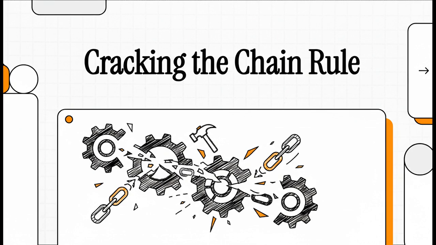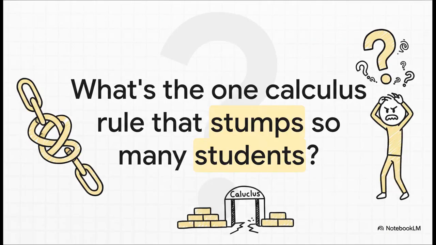Think back to your calculus class for a second. What's that one rule that just always seemed to cause problems? My guess, for a whole lot of you, it's the chain rule. And if that's you, hey, you are not alone. It's a classic stumbling block, and for good reason.